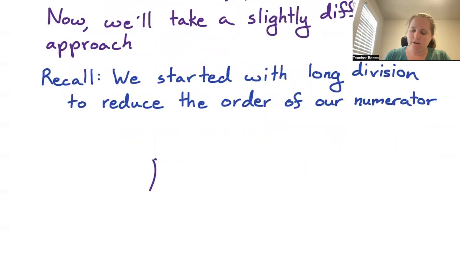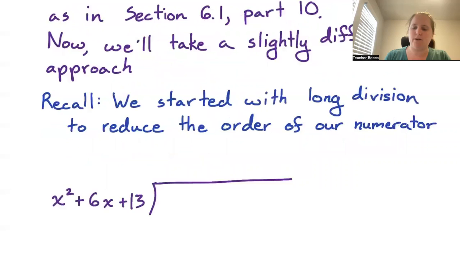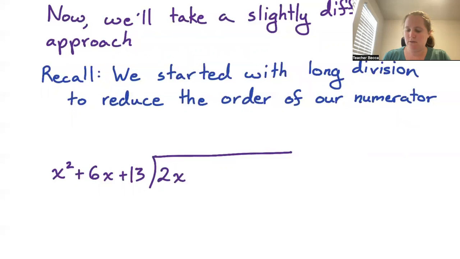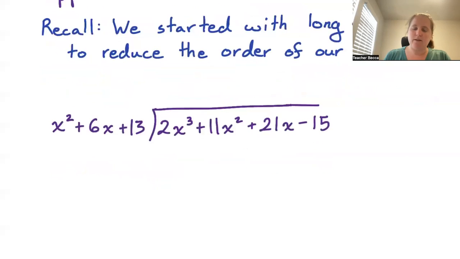So on the outside, we have our x squared plus 6x plus 13. On the inside, we have 2x cubed plus 11x squared plus 21x minus 15. We run through our long division. x squared goes into 2x cubed, 2x times. Do our multiplication, we will have 2x cubed plus 12x squared plus 26x.